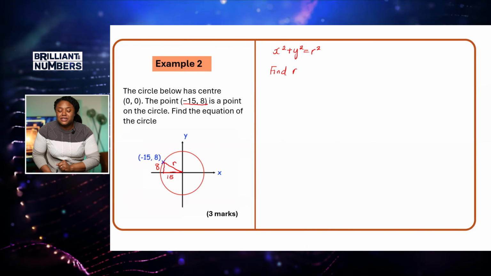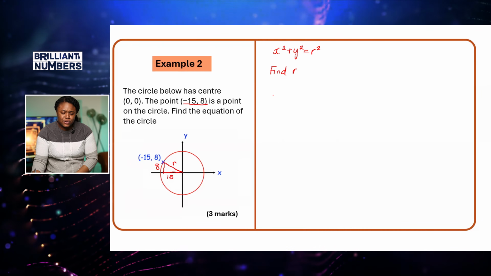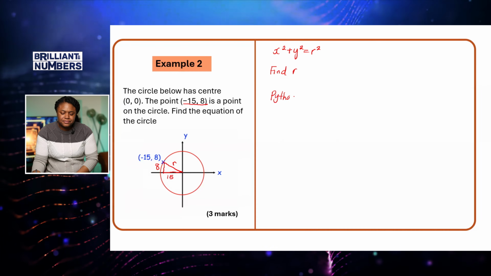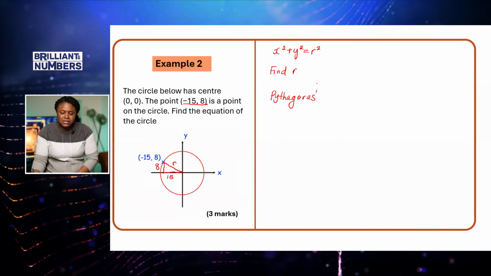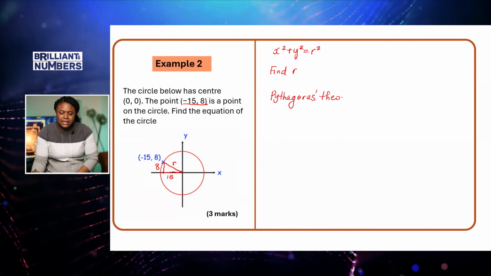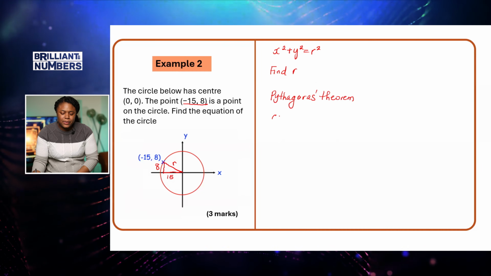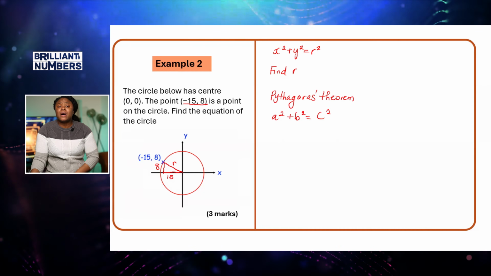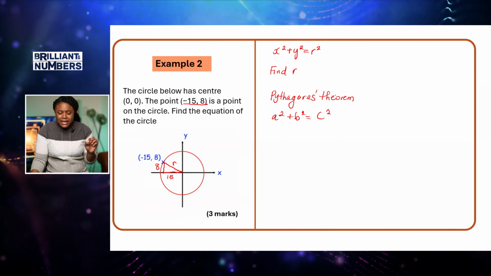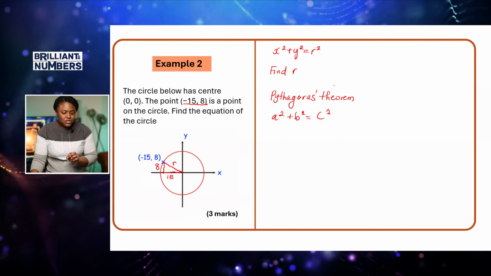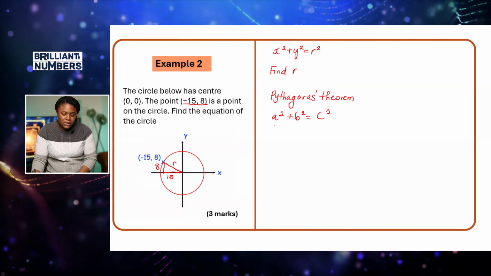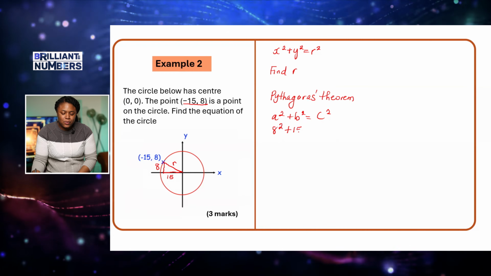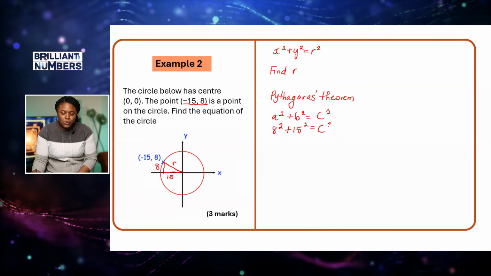So now I can use the Pythagoras' theorem. So let's go. Pythagoras' theorem, I'll just write that. Pythagoras' theorem, as we said before, states that a squared plus b squared is equal to c squared. So now I'm going to substitute the values from my triangle into my question. It doesn't matter which one is a or b. So 8 squared plus 15 squared will give me c squared.